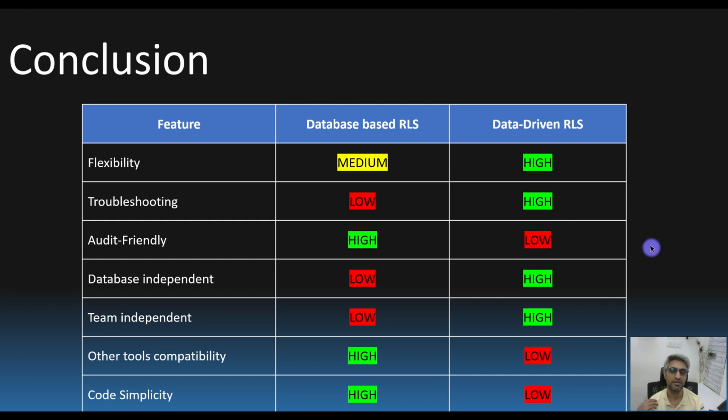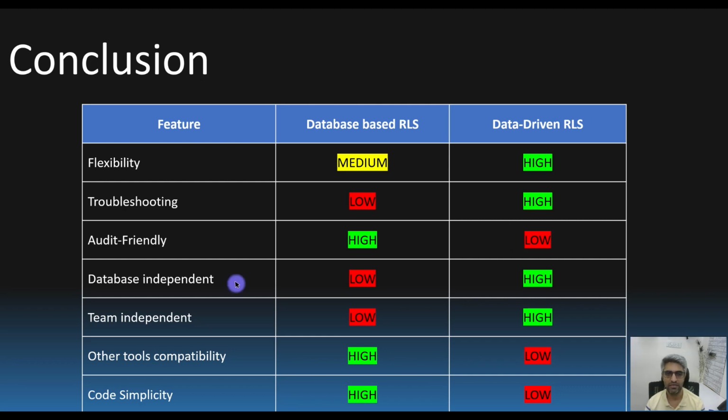When a user says that they're not able to see some particular data, it's very easy. You just run the function by passing this user's username as a parameter, and you can immediately troubleshoot it. Coming to the third point, the audit, which we have already spoken about, database-based RLS is highly preferred by the auditing team, whereas the data-driven is not so suitable for them.